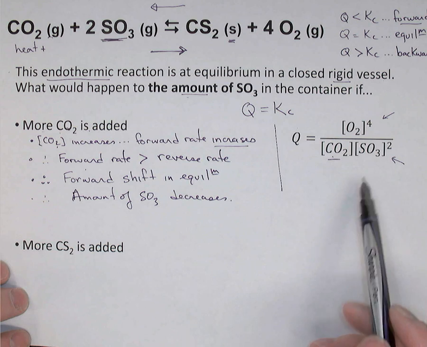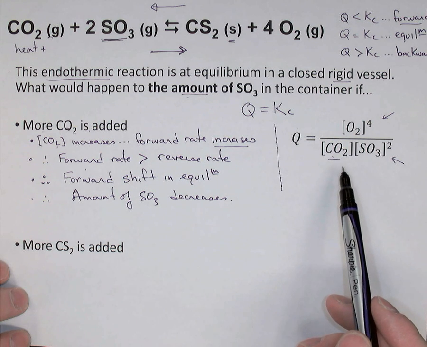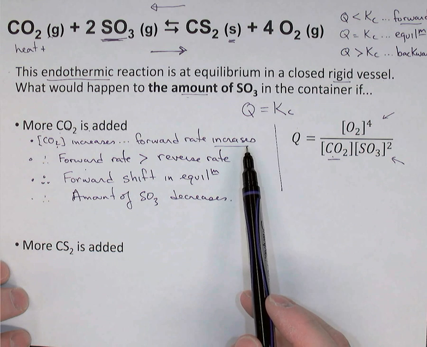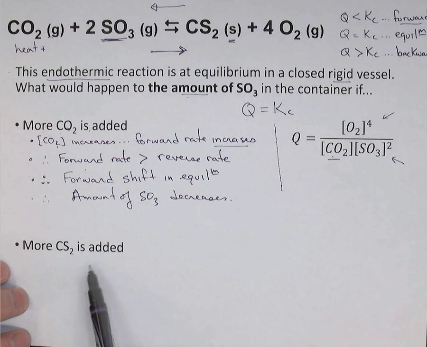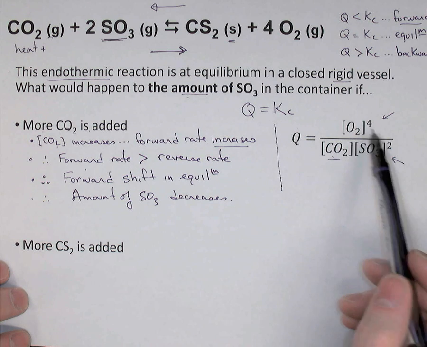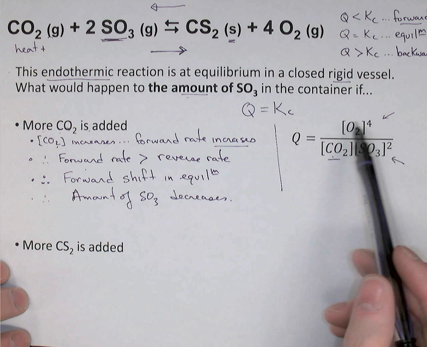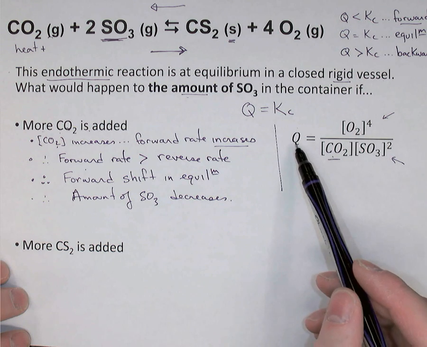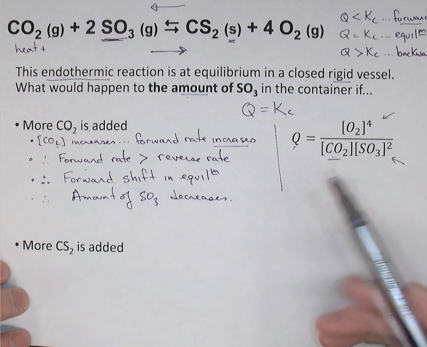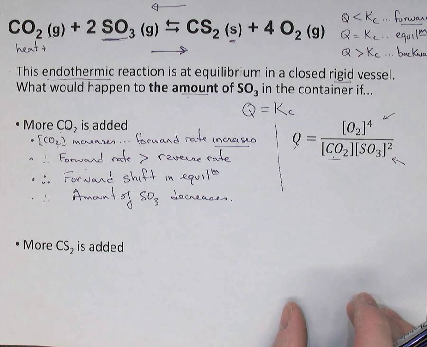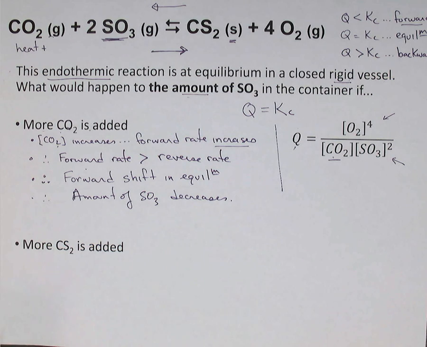Notice it's also easy to explain this using the reaction quotient. We start off again that Q was equal to Kc before the stress, and then we've added some CS2. Well, the CS2 is not in the expression for Q, and adding CS2 does nothing to these concentrations, therefore it does nothing to Q. Q is still equal to Kc. There's no shift in equilibrium. Nothing happens to the amount of SO3. So there's two different ways to explain that.